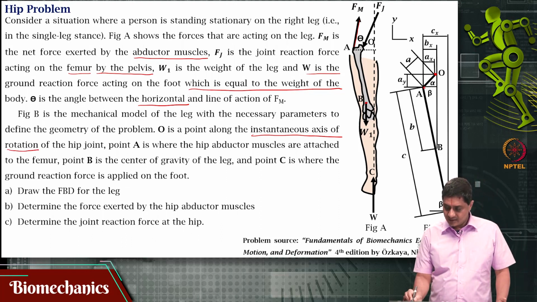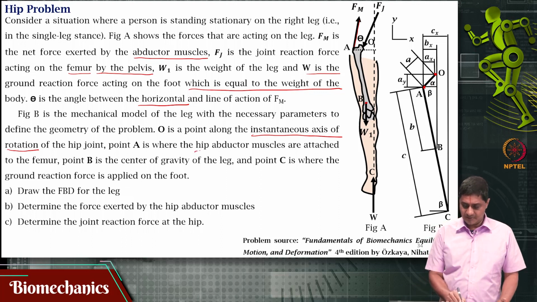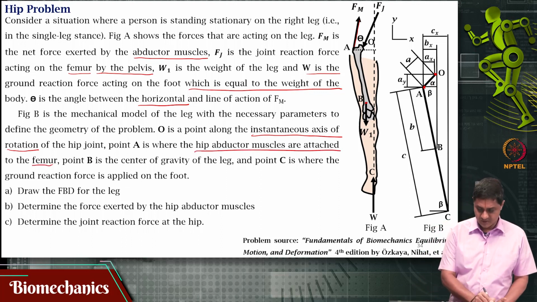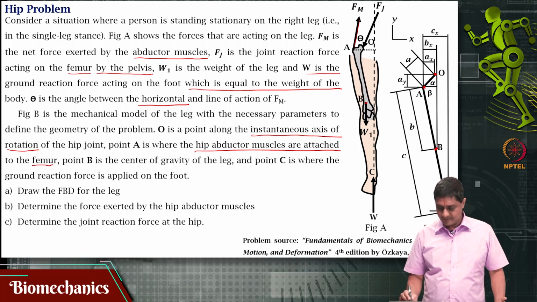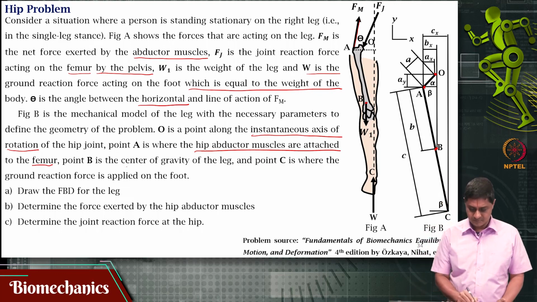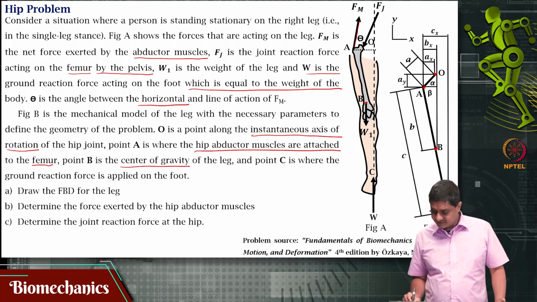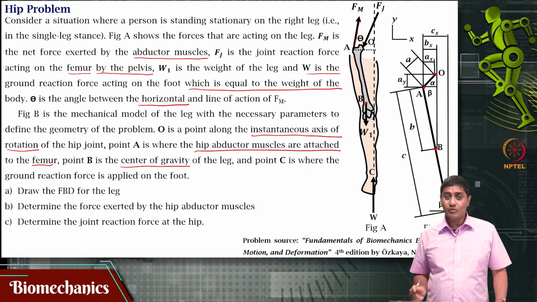Point A is the point where the hip abductor muscles are attached to the femur. Point B is the center of gravity of the leg, that is where the weight of the leg is acting from. It is the CG of the leg. And point C is where the ground reaction force is acting. The corresponding moment arms are all given.